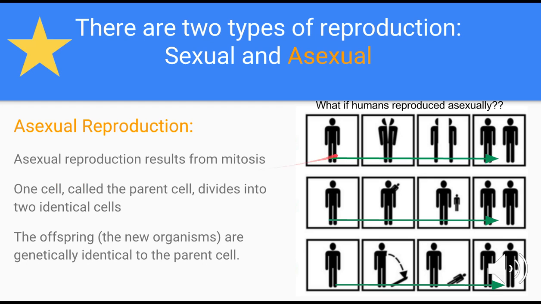So I think this is kind of funny. What if humans reproduced asexually? This was a human. He would just split in half. This would be like mitosis, split in half and have two humans that are exactly the same. That just doesn't happen, and I'm kind of glad it doesn't, because it's kind of frightening.